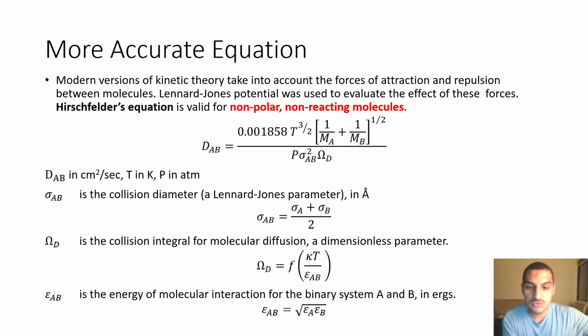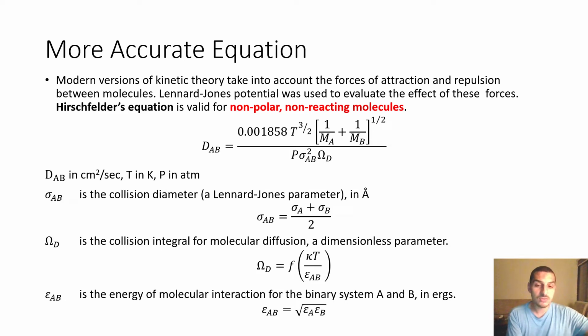But before we move to the next slide, it's important to notice that this equation contains units that are not homogeneous. You'd see that sigma AB is in angstroms, omega D is dimensionless, epsilon AB is in ergs, and at the end you're getting DAB in centimeters squared per second. My expectation is that this parameter is taking into account all these unit conversions. I'm not sure, but this might be it.